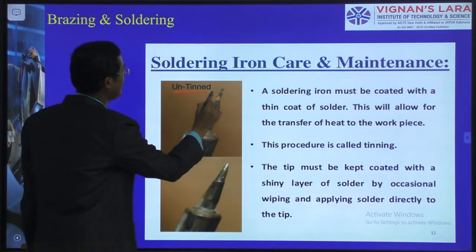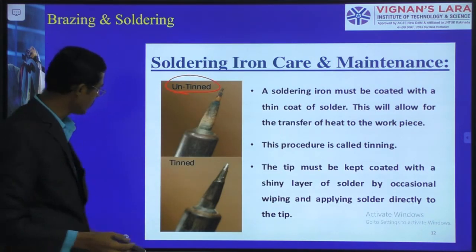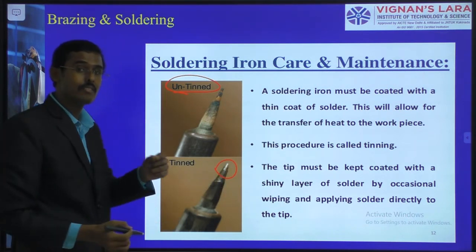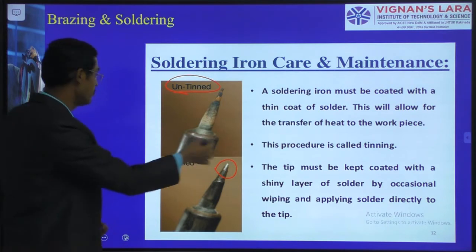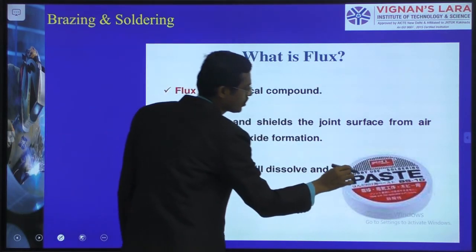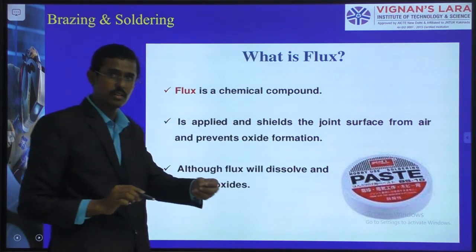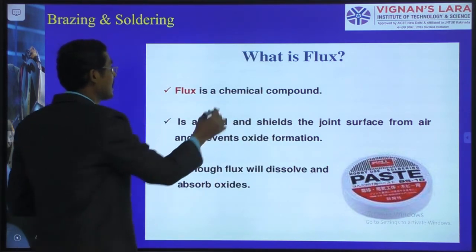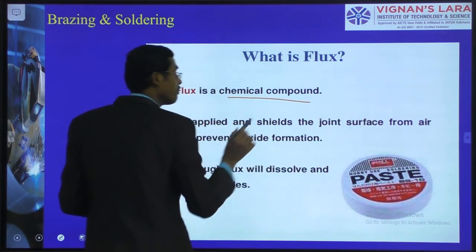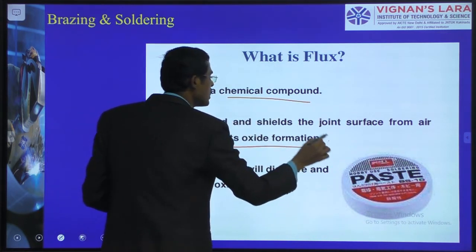Like we untin the zone, and after tinning you can see some white color coated there. With good conductivity, we achieve immediate heat transfer. Then flux: we touch the fluxes to create fluidity. It is a chemical component that is applied and shields the joint surfaces from the air and prevents oxide formation.